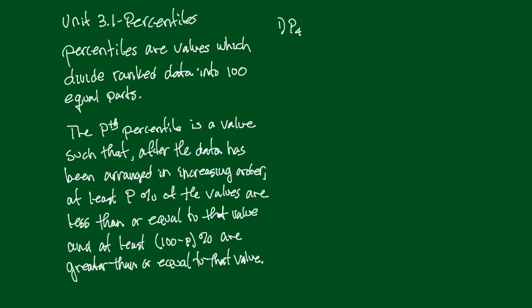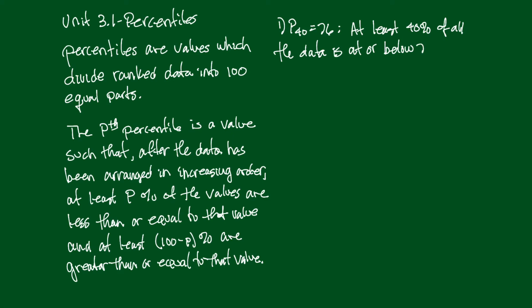Say we say P of 40 is equal to 76. All right, here's what it means. It says at least 40% of all the data is at or below 76.